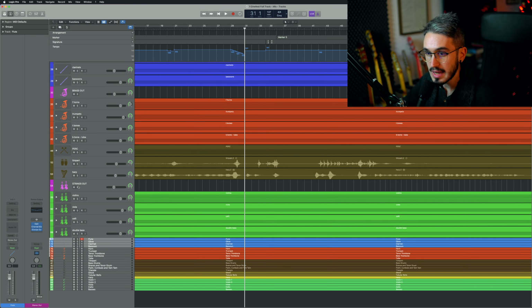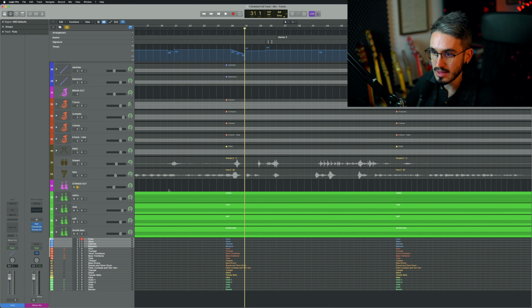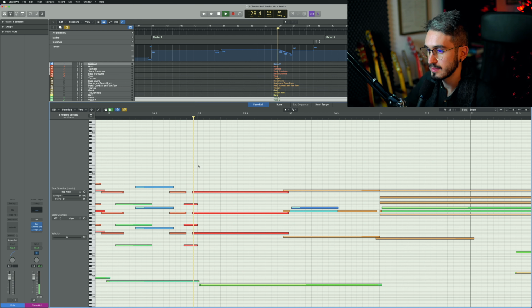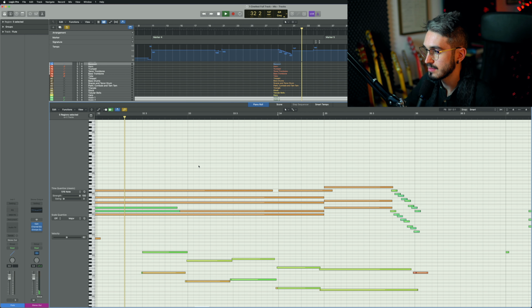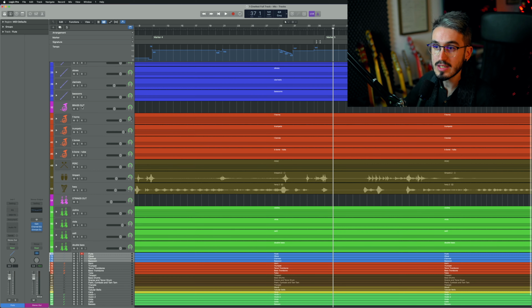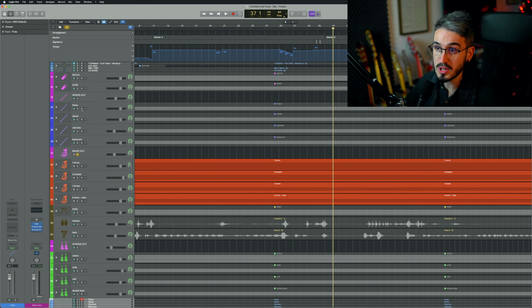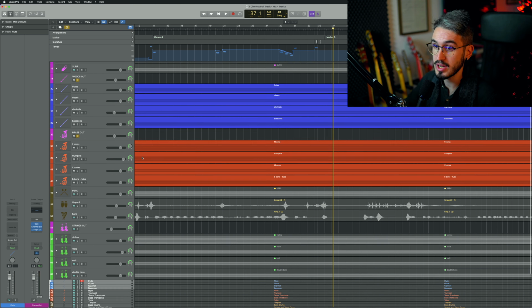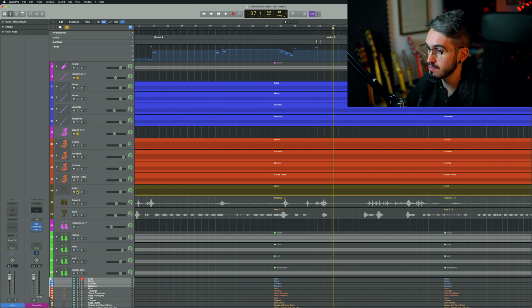All right, so let's start by isolating the strings for this part. Very good, and as we said, the rest of the orchestra is playing the stabs that you heard in the background, so let's play a little bit of that.